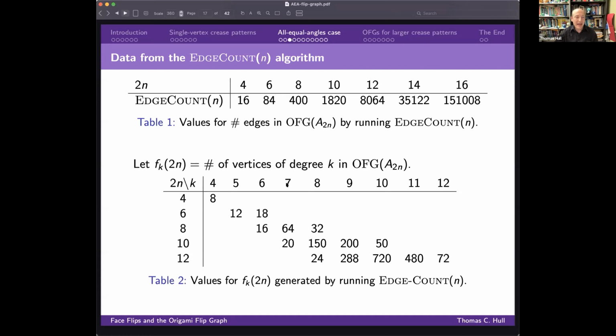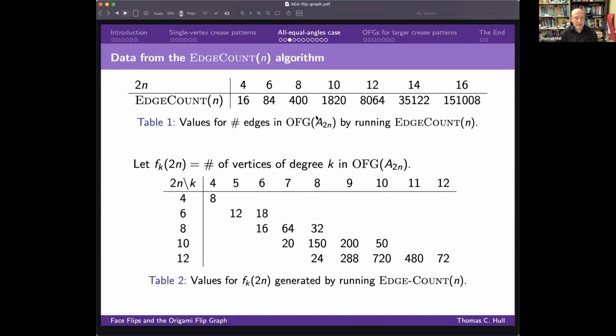But we did get a nice table of the degree sequence too, because this algorithm computed the degree sequence for us as well. So we could say that, in the degree 6 case, we'll have 12 vertices of degree 5, 18 of degree 6. And these numbers were very mysterious to us as well. We couldn't really figure out a formula for them.